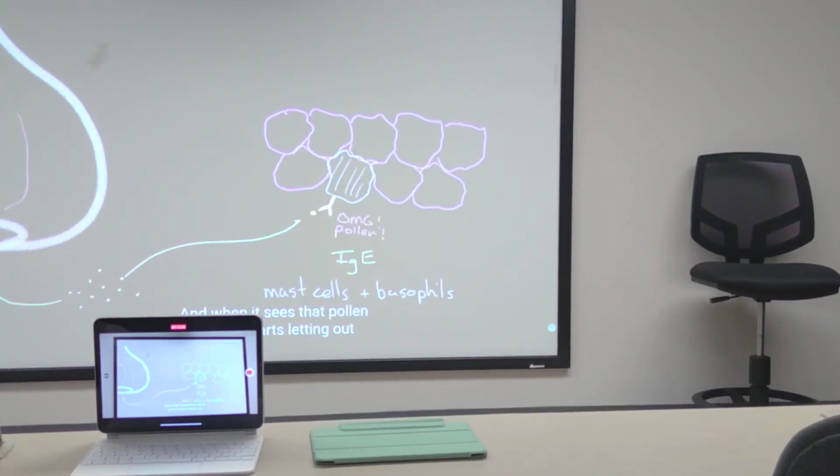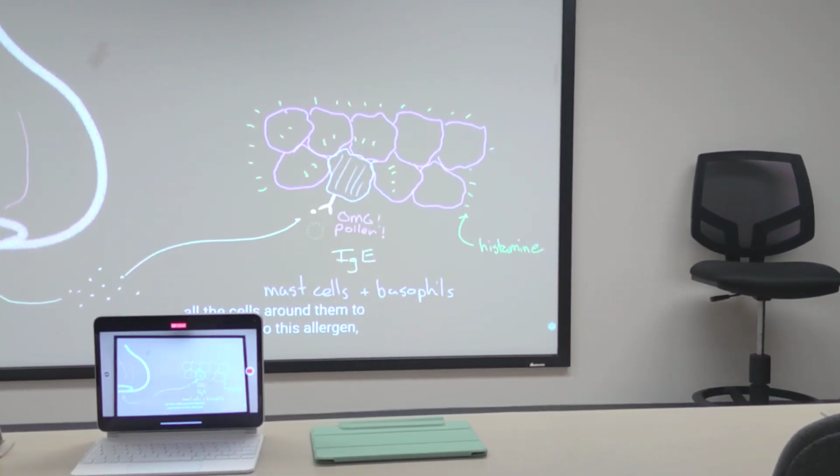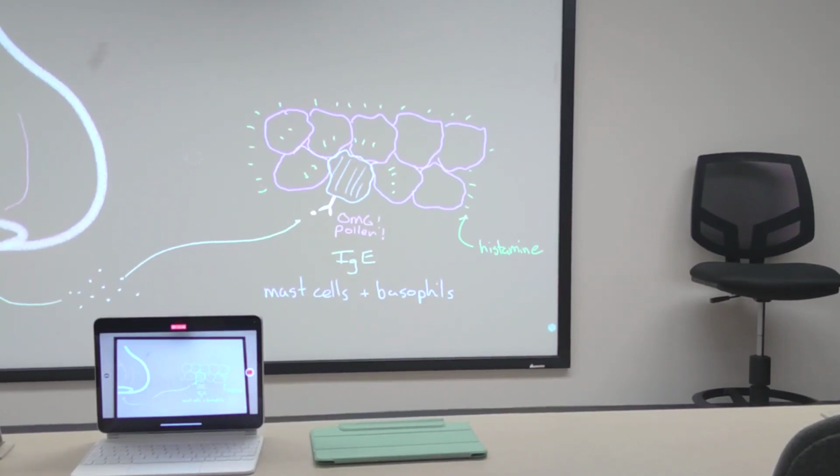When it sees that pollen grain, it starts letting out little molecules into its environment that tell all the cells around it to get excited as well. So this whole group of nasal mucosa overreacts. The most common type of molecule that's used for signaling here is called histamine. So now that these immune cells are overreacting and causing all the cells around them to overreact to this allergen, we can predict what is going to happen inside the nose on a larger scale.